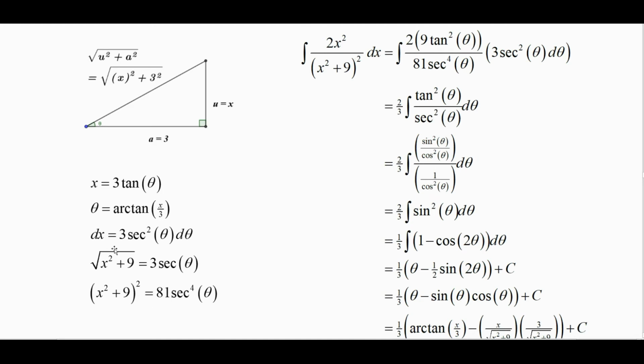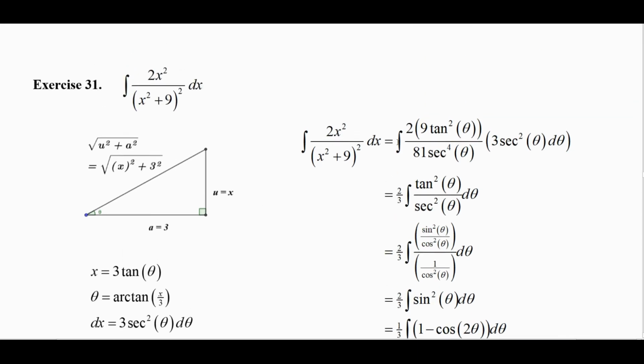So to get from the square root of x squared plus 9 to x squared plus 9 to the second power, you actually raise this to the fourth power. You square it once and it gets rid of the square root, and then you square it again to get this square. So we need to raise the right side to the fourth power. 3 to the fourth is 81, and we have a secant to the fourth. So that binomial squared can be replaced by 81 times secant to the fourth of theta, which is our new denominator over here.